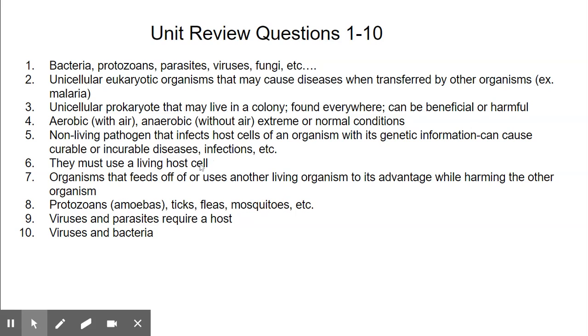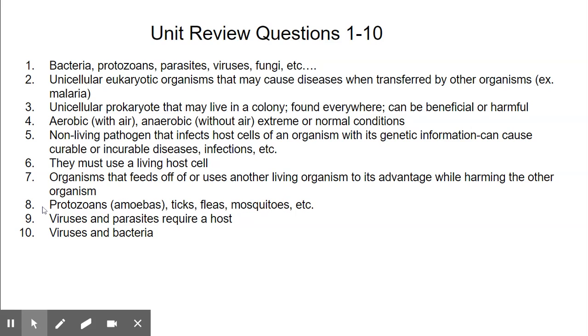Number 6, how do viruses reproduce? They must use a living host cell. They reproduce asexually. Number 7, describe a parasite. That is an organism that feeds off of or uses another organism to its advantage while harming the other organism.